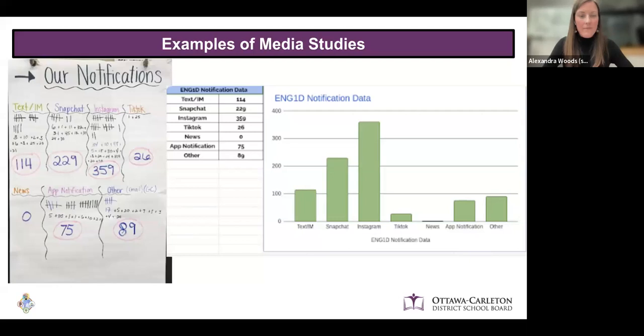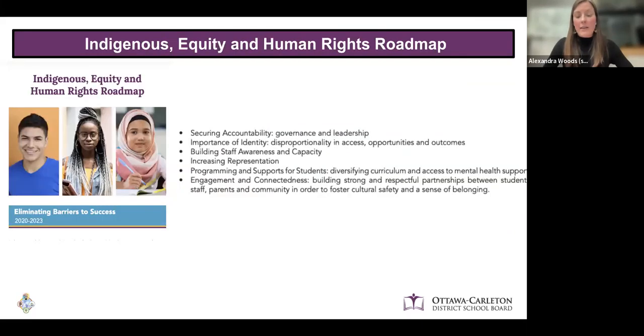In the Ontario curriculum, teachers in the OCDSB are guided by the Indigenous Equity and Human Rights Roadmap. And this is a document that is created by the OCDSB and really guides our instruction. And it's based on human rights, equality and non-discrimination, participation and inclusion, and transparency and accountability. And also was created based on the voices of students, community members, parents.